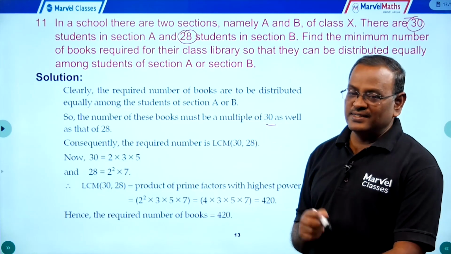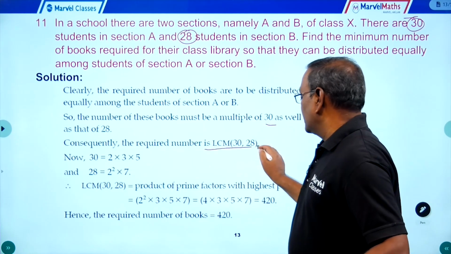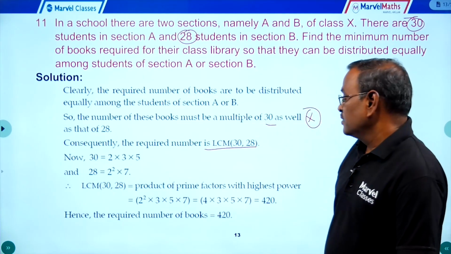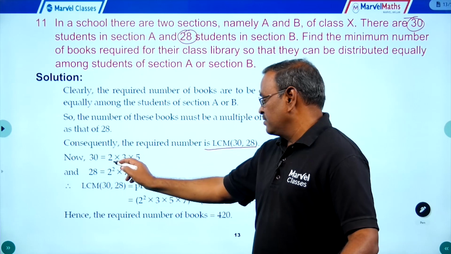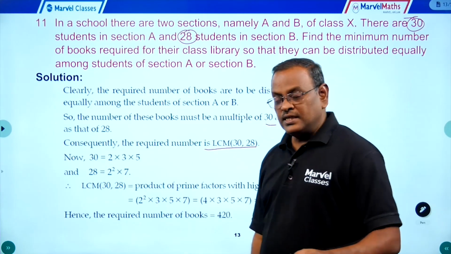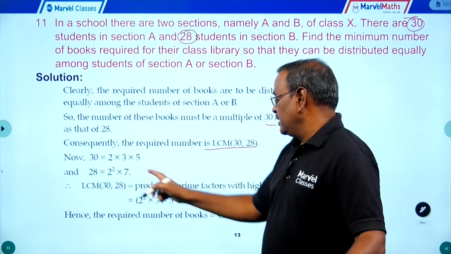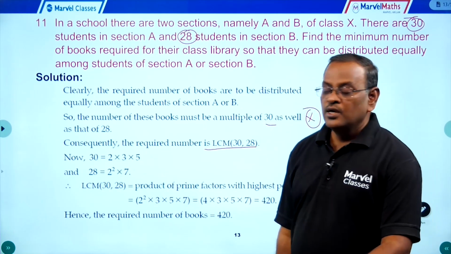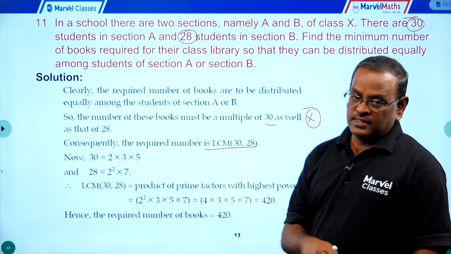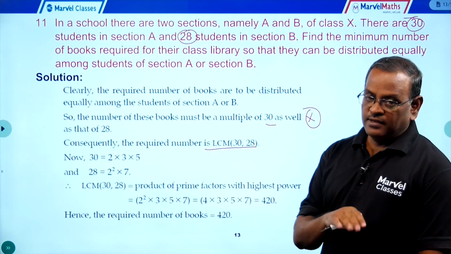Multiple of 30 and 28 is nothing but what? LCM. Okay. Consequently the required number equal to what? LCM. So this line is very important. So first find the prime factorization of 30, that is equal to 2 into 3 into 5, and 28 is 2 square into 7. So LCM of this, what is LCM? Product of the prime factors with highest power. So 2 square into 3 into 5 into 7. So totally 420 books. So 420 books are required to distribute equally among section A and section B. So one of the very important word problems which is related with LCM.